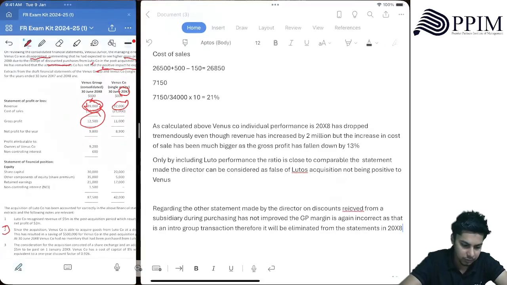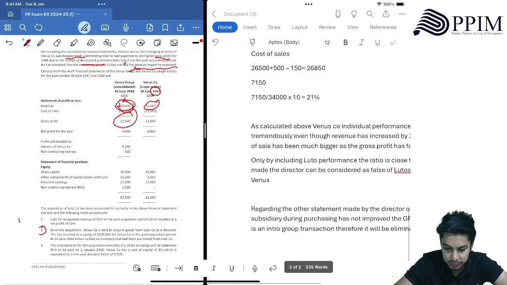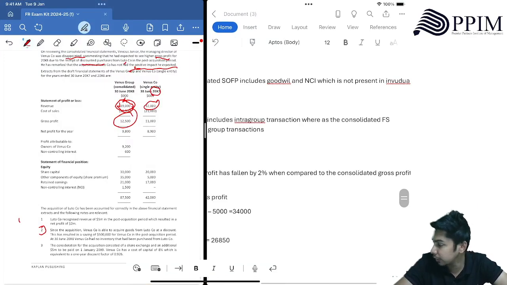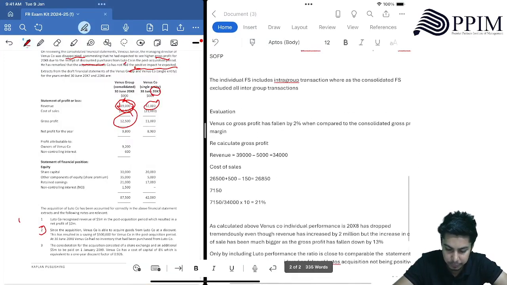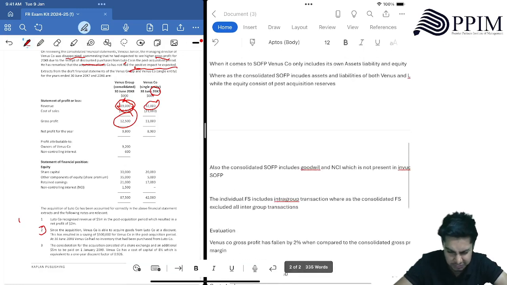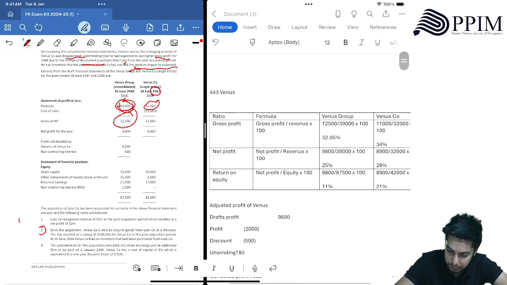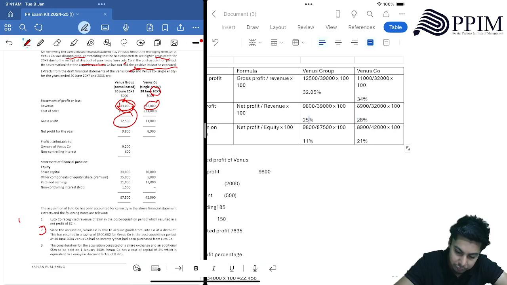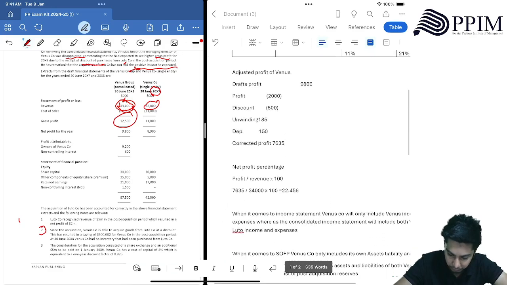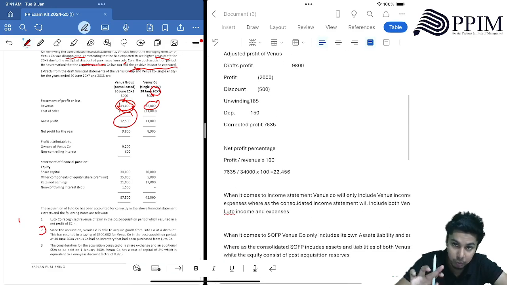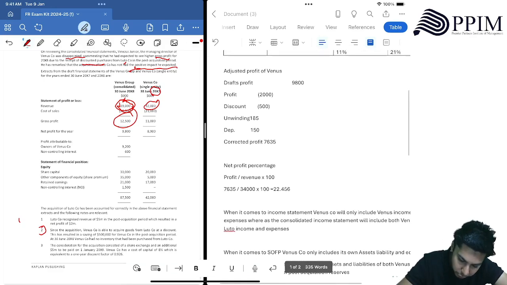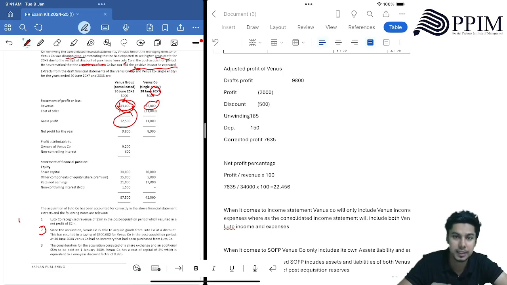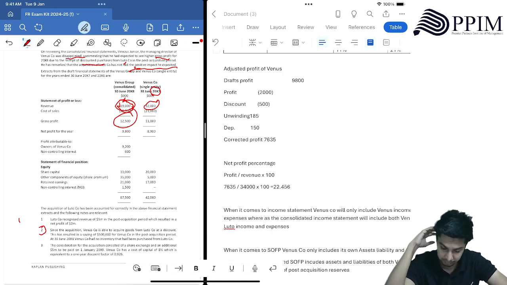Okay, guys, on the other hand, can you please give me a comment about the net profit ratio? Just a normal comment. Now look at this part. Venus Corporation is 28, Venus Group is 25, okay? But without Luto, the ratio is how much? 22%. Can you quickly give me the reasons why it has dropped over there? Start writing the reasons for me, please.